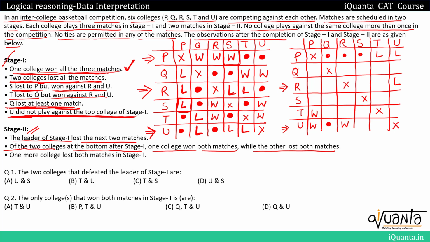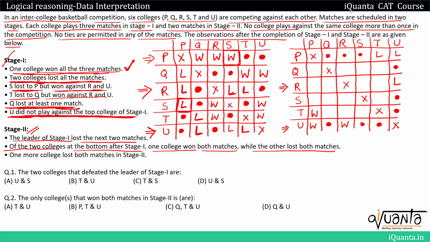So we won't be having a match in these 3 places. So U against Q is not a match. Q against U will also not be a match. U against R is not a match. R against U will also not be a match. U against S is not a match. So S against U will also not be a match. So we'll put a dot here. Then U against T is not a match. So T against U will also not be a match. So we'll put a dot over here also. If you have learned how to read the table, then definitely you will be understanding everything.